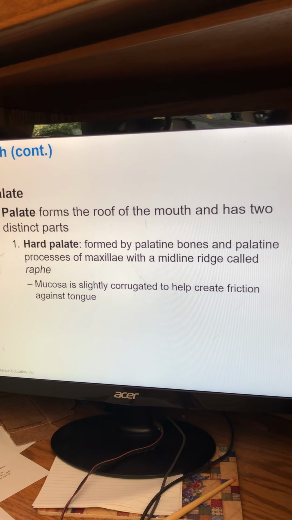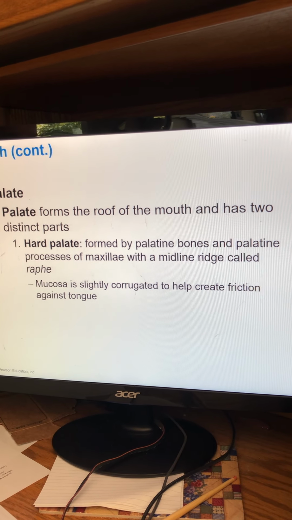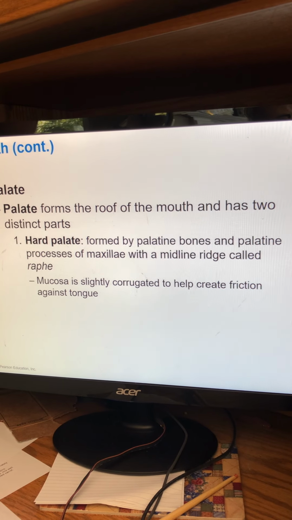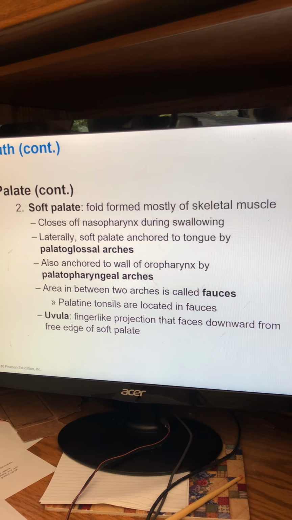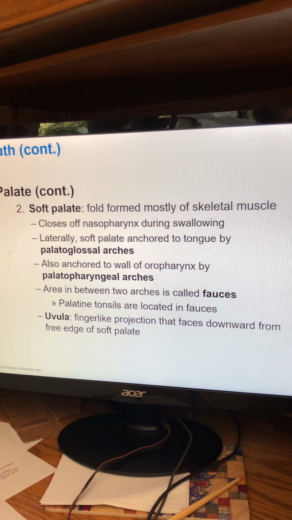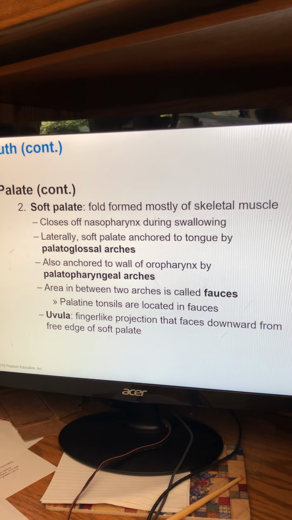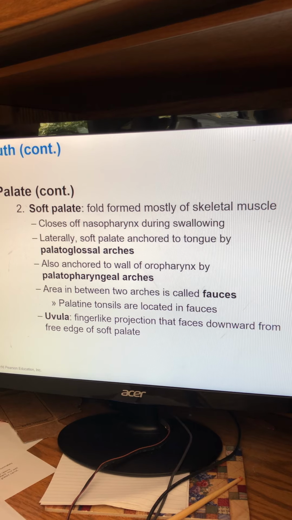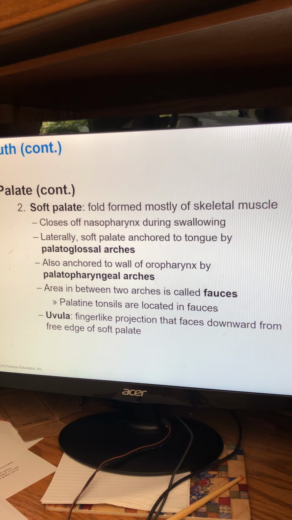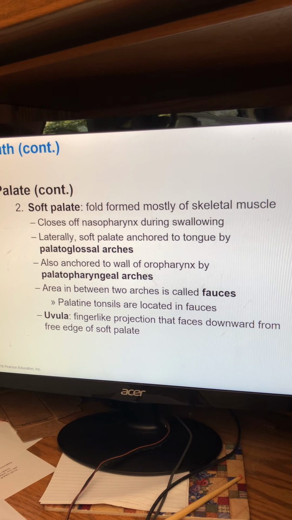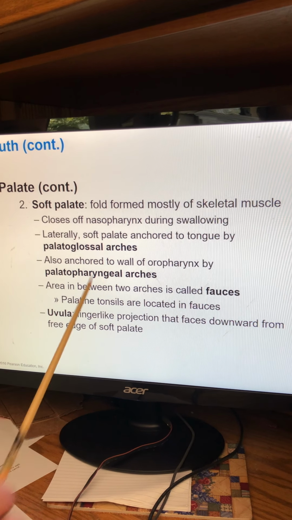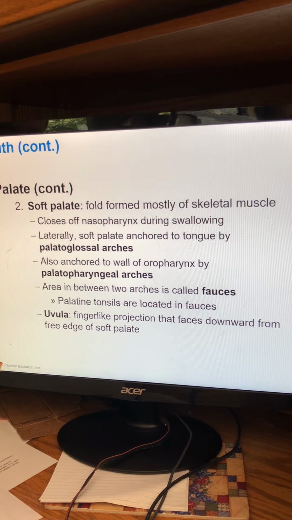Its main purpose is to create friction against the tongue so that you can chew pudding or jello or something like that. The soft palate is going to be posterior to the hard palate. It is going to be mostly made of skeletal muscle and of course skin over the top of it. Its purpose, as you can see here in the second line, is to close off the nasopharynx during swallowing.